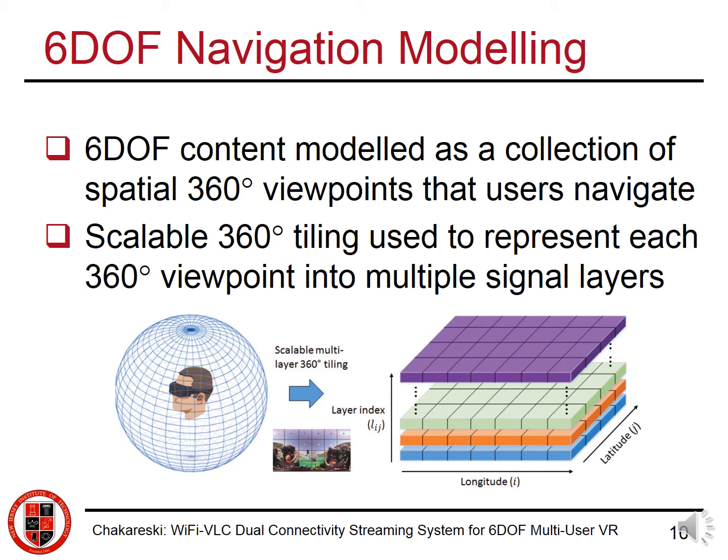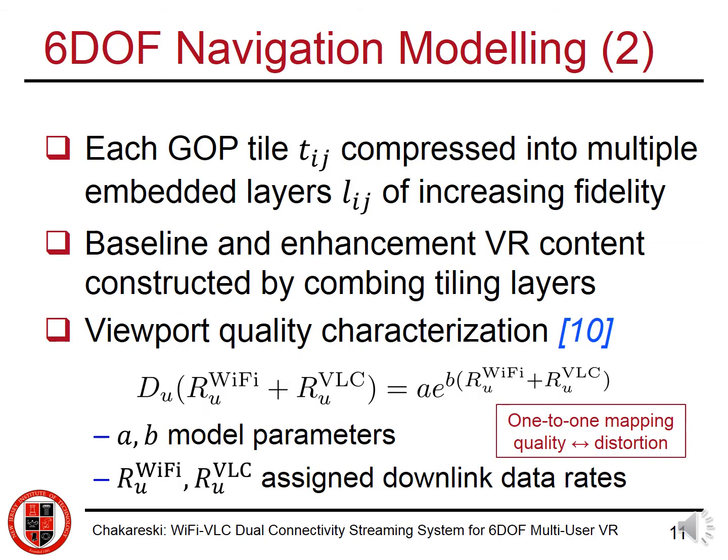We model the 6 degrees of freedom content as a collection of omnidirectional or 360-degree viewpoints across the area of the arena that the users can select to navigate as they move around. We then use scalable 360-degree tiling to represent each such 360 viewpoint into multiple signal layers, as illustrated here at the bottom. Concretely, we compress each GOP tile into multiple embedded layers of increasing fidelity. The baseline and enhancement VR content sent to user U are then constructed by combining multiple such tiling layers.